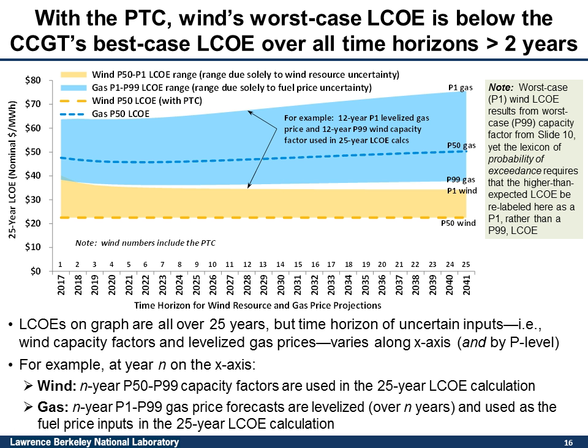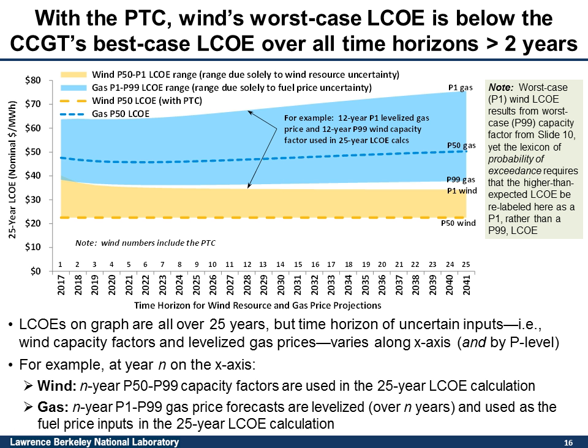What's a little more important, but is also perhaps a little confusing, is how to think about time horizons along the x-axis. As explained in the text below the graph, all of the data points on the graph show 25-year LCOEs. So in other words, the x-axis does not impact the 25-year term over which LCOE is always calculated. Instead, the x-axis simply shows the time horizon in number of years for the 2 uncertain inputs, which in this case are the wind capacity factor and the levelized gas price.